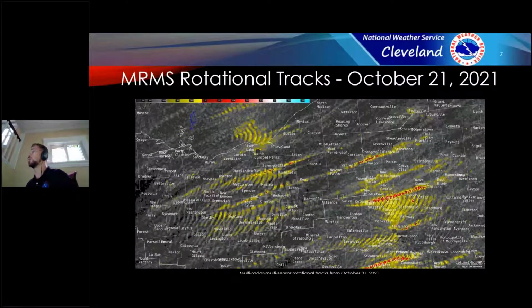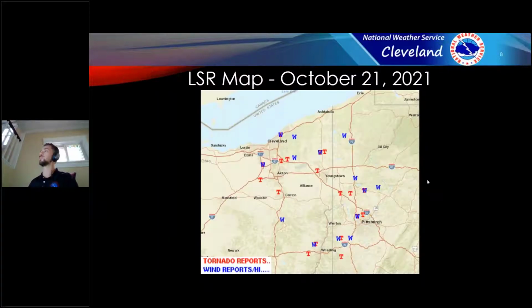So here are the low-level MRMS rotational tracks across the area, just to get everyone thinking about where these tornadoes may have occurred. As you can see, there are some higher values of these low-level rotational tracks, which extend into the Pittsburgh area of Western Pennsylvania. Here's the SPC LSR map from October 21st, showing the event starting in our area and transitioning into Pittsburgh's area through the course of the afternoon and evening.